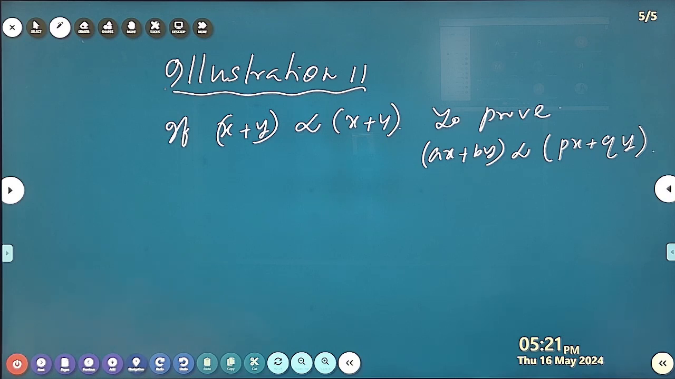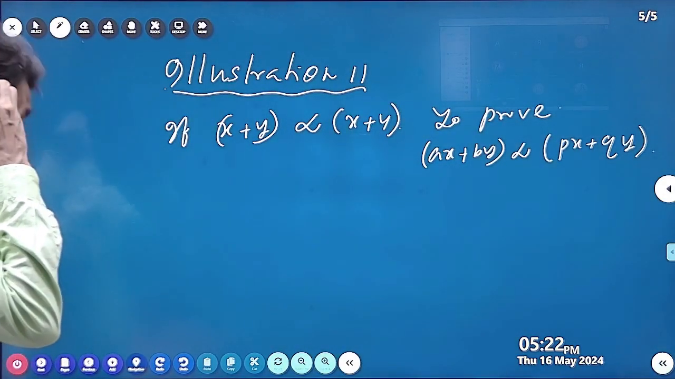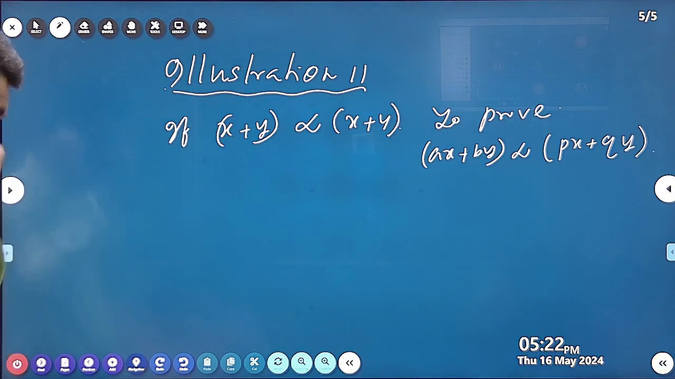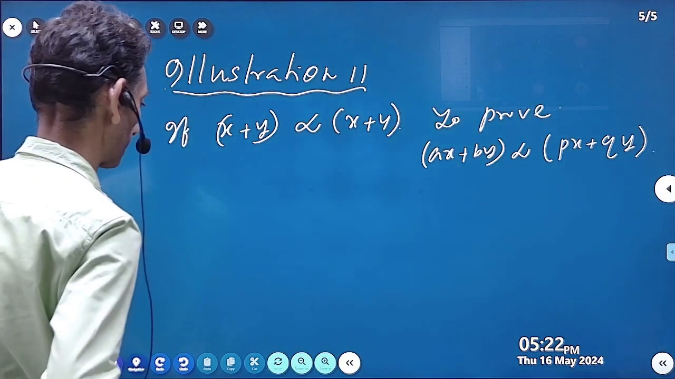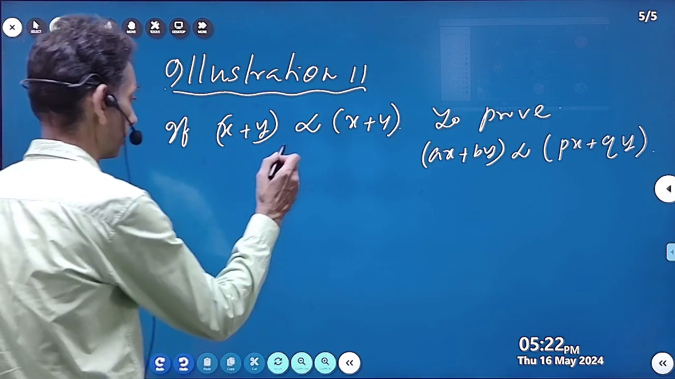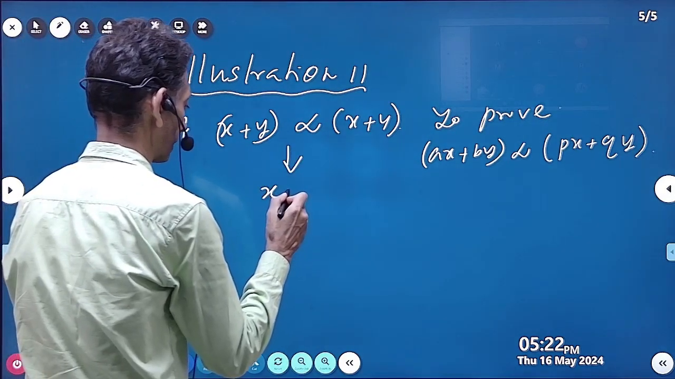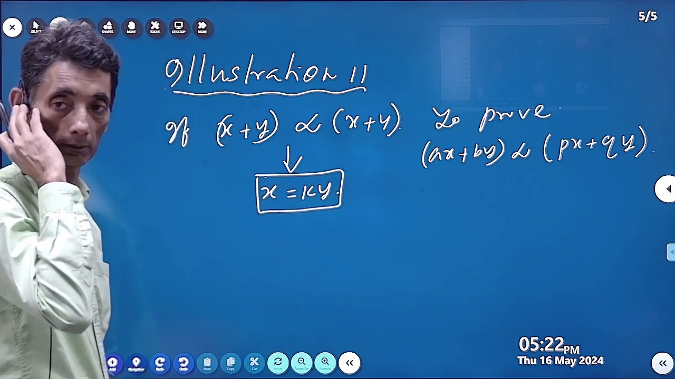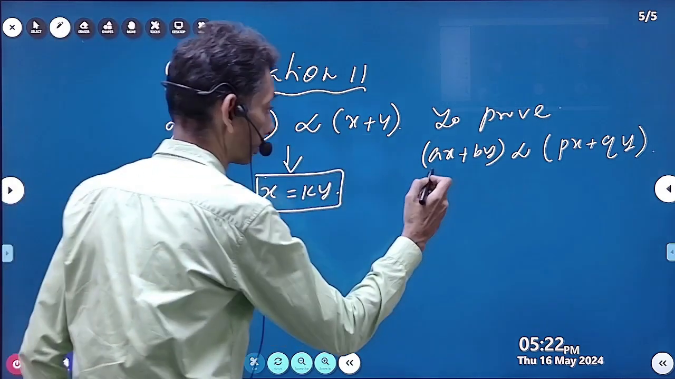Done? To prove to কৰা নাই? Start কৰা. To prove this divided by this লিখা আছে. How to prove? You have proved that x is proportional to y, right? No? Yeah. I think from this one, you have proved that x is equal to ky, right? Did you prove this? You have to prove this.